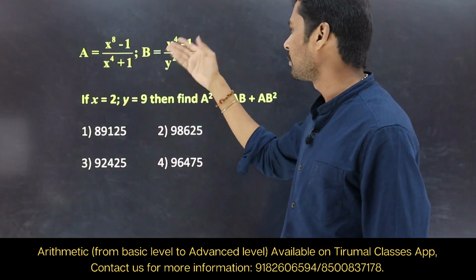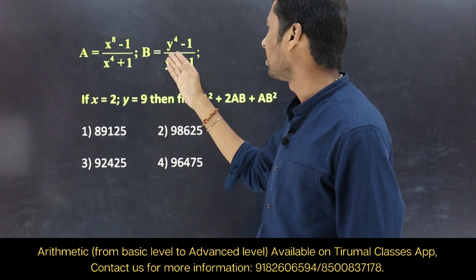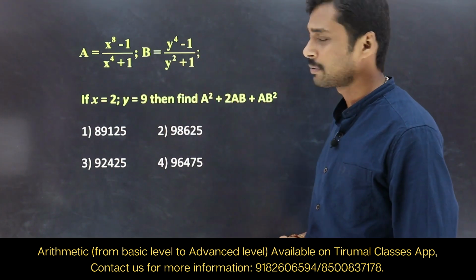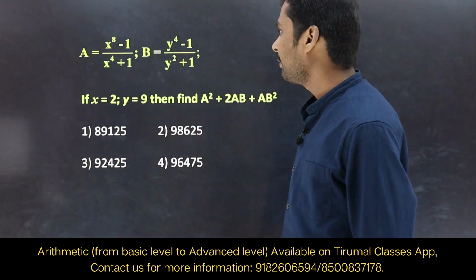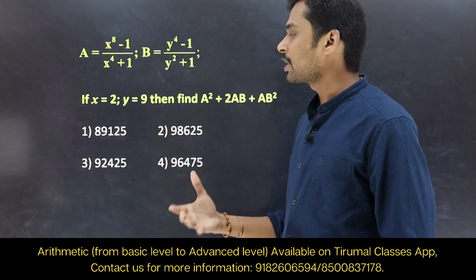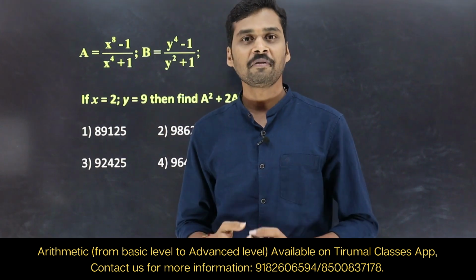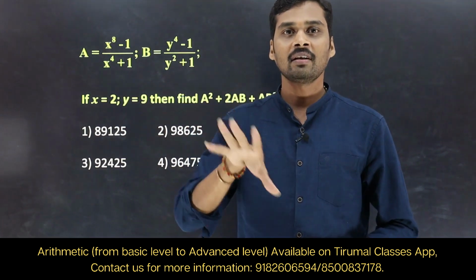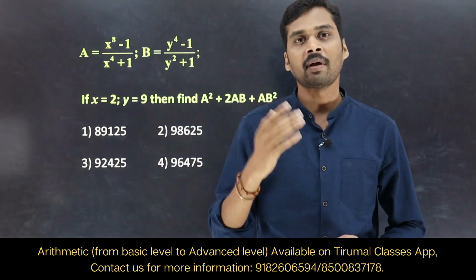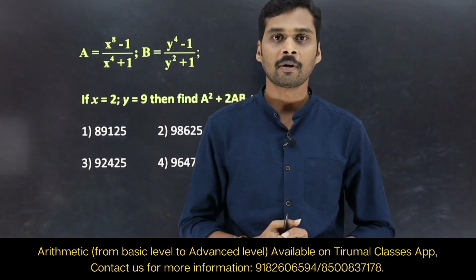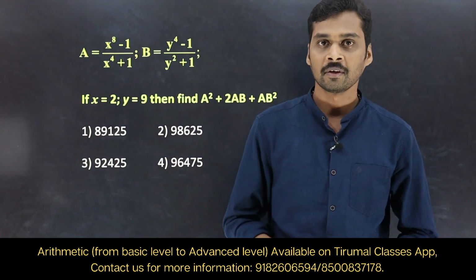So it becomes 2 power 8 minus 1 divided by 2 power 4 plus 1, and 9 power 4 minus 1 divided by 9 square plus 1. You have to substitute the values. Okay, again, it is like an algebraic expression. So the DS concept we can apply for any mathematical topic. It can be a geometry problem, a mensuration problem, or an algebraic problem. We can still apply the DS concept.